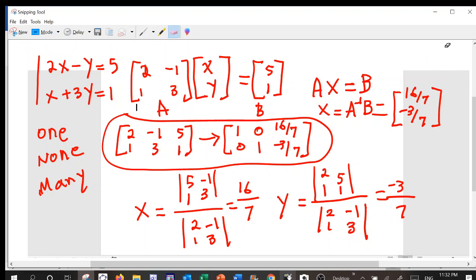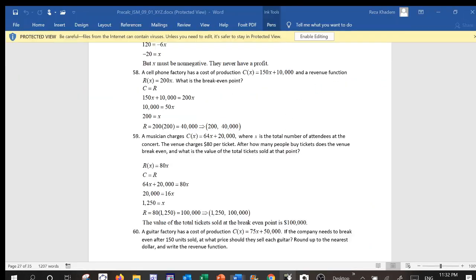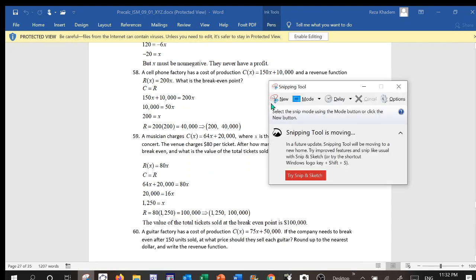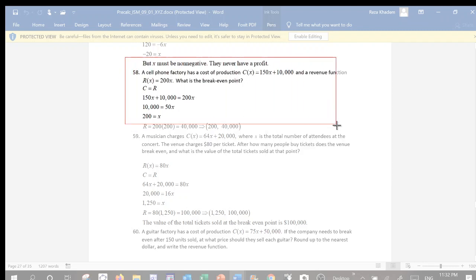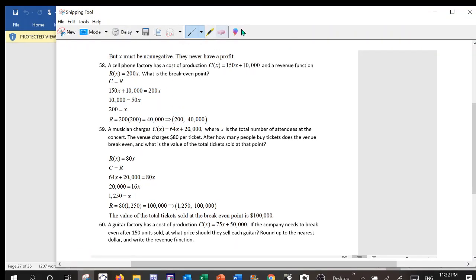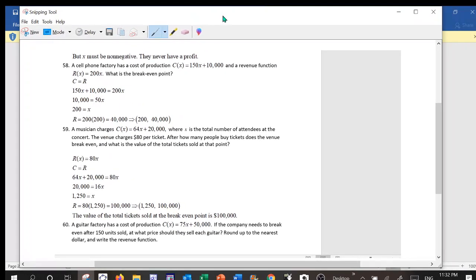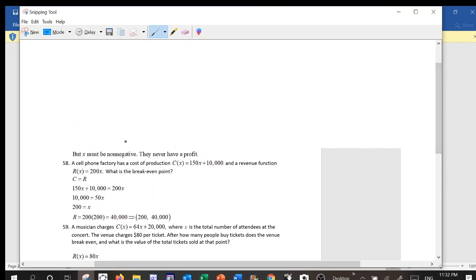All right. So what I'm going to do is close this and go back to this problem right here. So what we want to do is this problem right here. But I'm going to take some more space so you can write on. So let me go up a little bit so I have some space available. So we're going to do number 58.